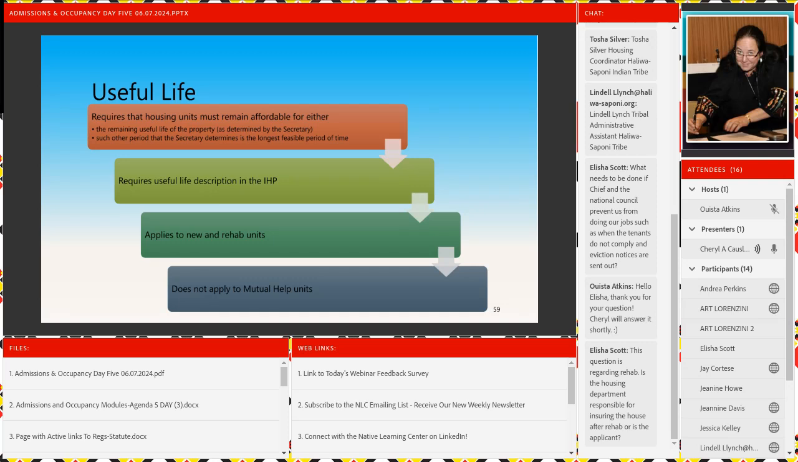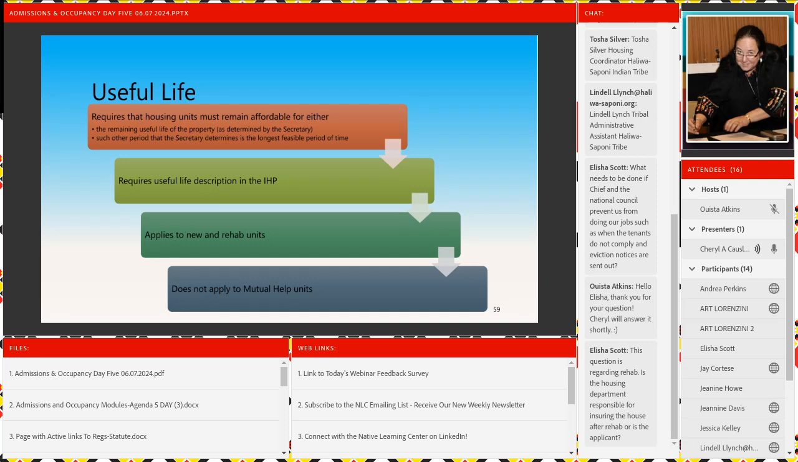This is what the guidance looks like. It requires housing units must remain affordable, okay, for either the remaining useful life of the property as determined by the secretary, okay, so by them approving your IHP where your useful life is listed, that's how the secretary determines it, okay. Or such other period that the secretary determines is the longest feasible period of time. It requires a useful life description in the IHP, and applies to new and rehab units, okay?